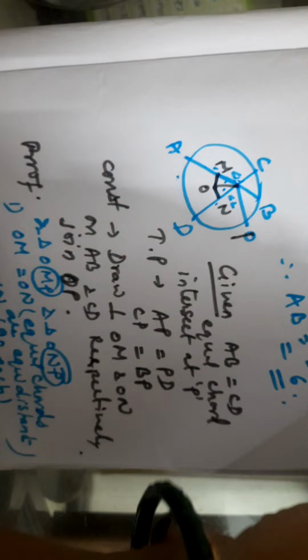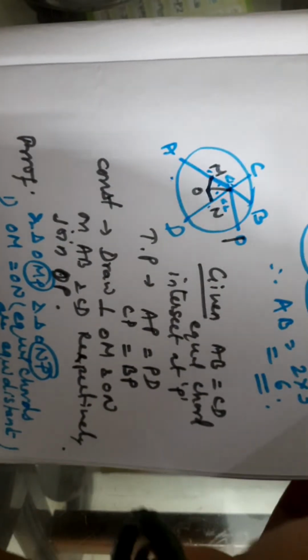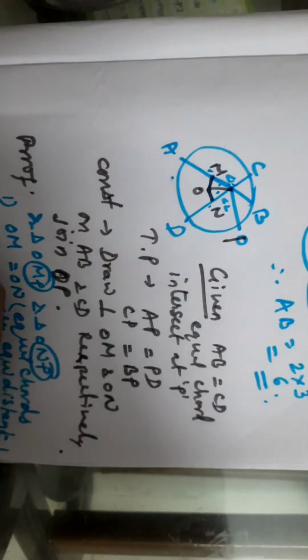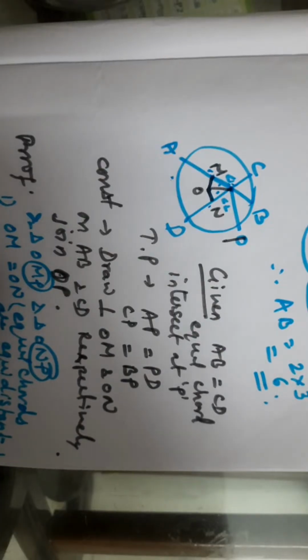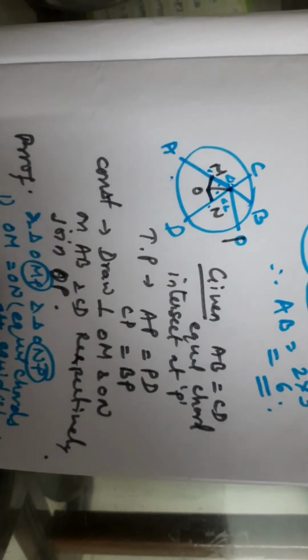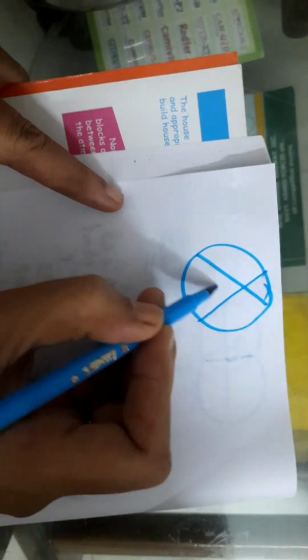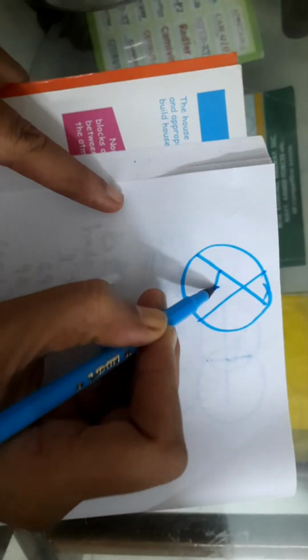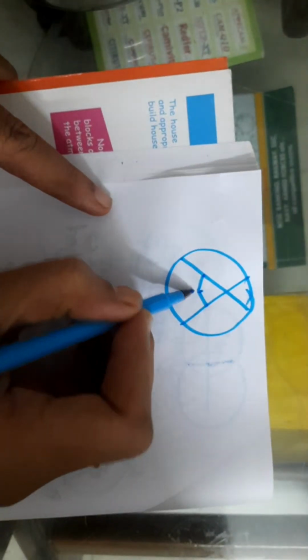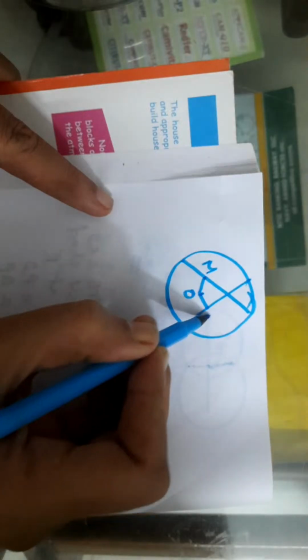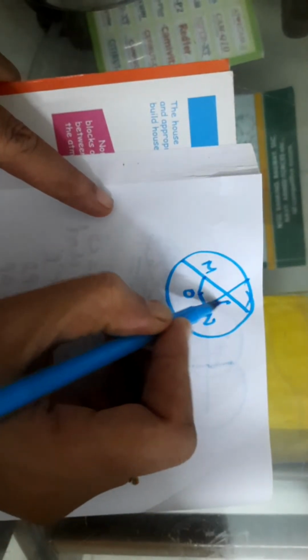Now let's continue with this part. When we drop a perpendicular on the chord from the center of the circle, it divides the chord into equal halves. So in this figure, we had two chords and we dropped perpendiculars on the chords. The center was O, with M, N, and this was P.